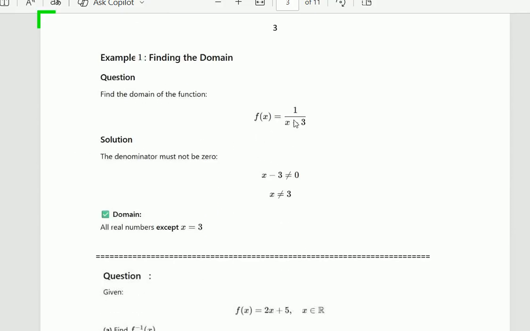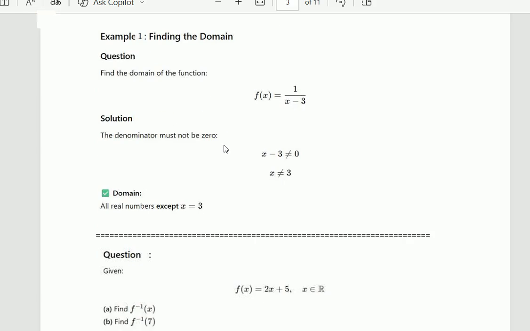Let's explain it with one more example. Find the domain of the function f of x equals 1 over x minus 3. We can see that this function is undefined when x is equal to 3, because when we put x equal to 3, it is infinite. So the denominator must not be 0, so x is not equal to 3. Its domain is all real numbers except x equals 3, because we have to find the domain of the given function f of x equals 1 over x minus 3.